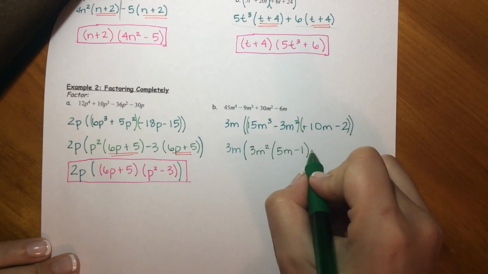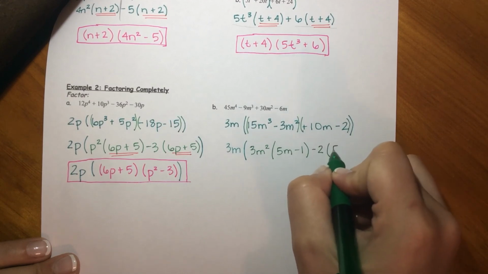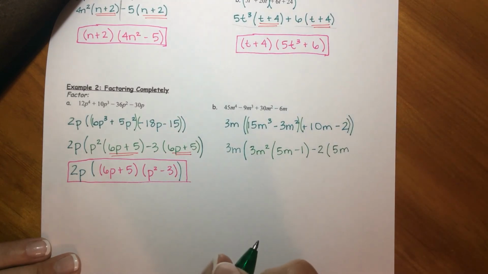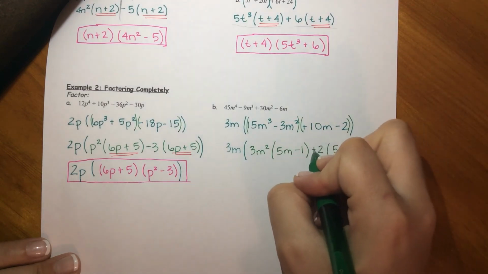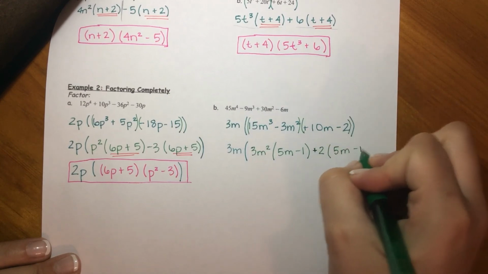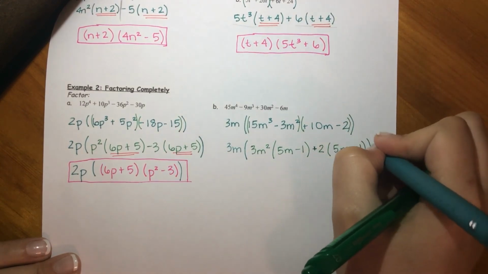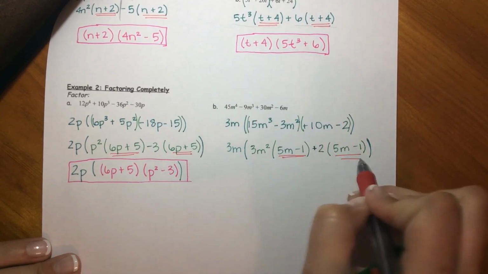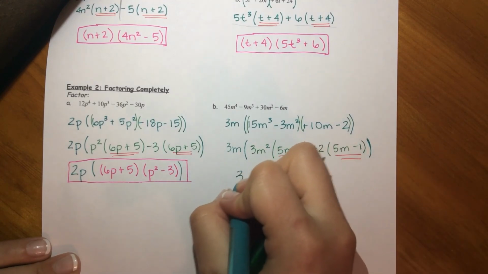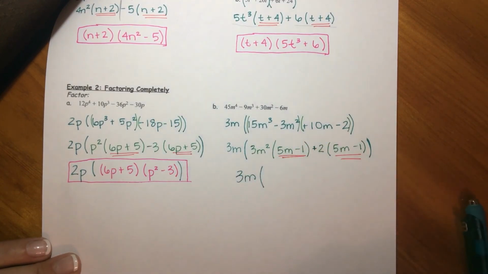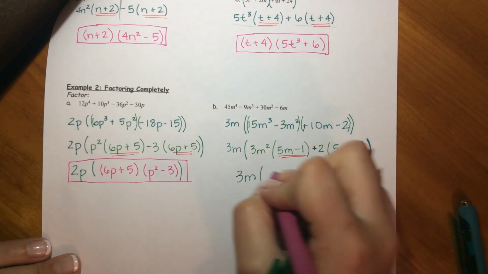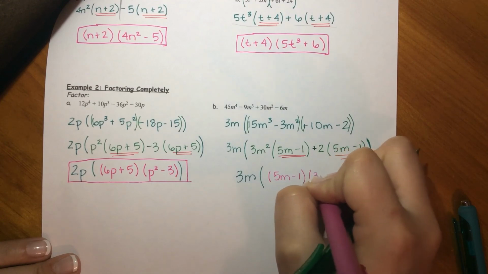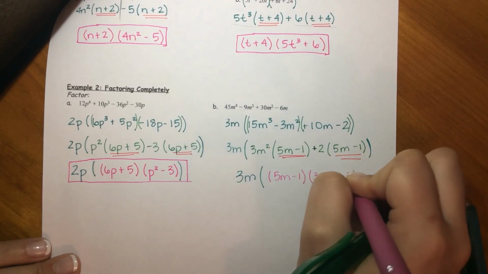10m minus 2. Let's go with negative 2. So I get 5m. Oh, plus 2, I'm sorry, not minus 2. So that gives me the 5m minus 1. All right. Again, good check for yourself. 5m minus 1, 5m minus 1. My 3m comes along for the ride, but then stays there. 5m minus 1 gets factored out, and then I'm left with 3m squared plus 2.